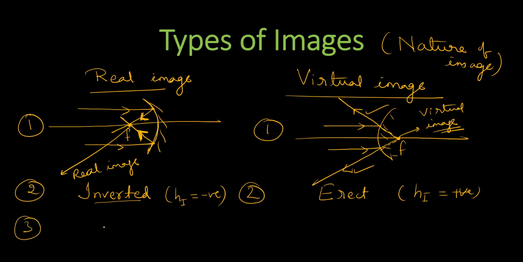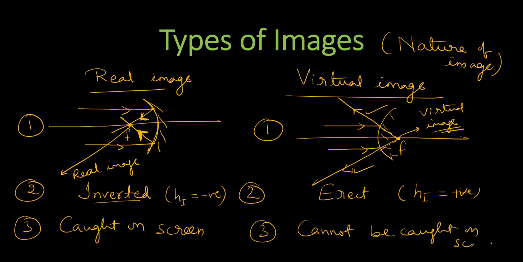And the most important point about real images is that all real images can be caught on a screen. That means we can put a screen and catch the real image of an object which is located in front of a mirror. But virtual images cannot be screened. Why? Because virtual images are formed inside the mirror. So we can stand in front of or near the mirror and we can see it.